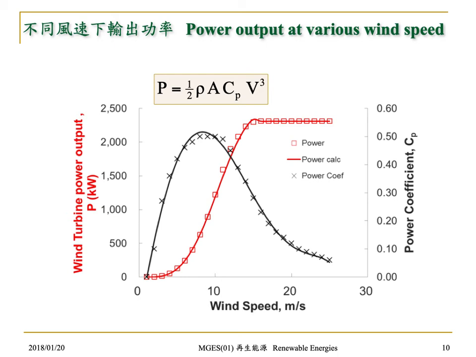But at the upper limit, the output power is flat because that's restricted by the wind turbine output power. It's not by this equation. This is artificially cut off, so the power does not keep increasing.